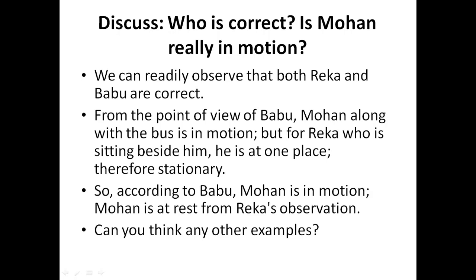We can readily observe that both Rekha and Babu are correct. From the point of view of Babu, Mohan along with the bus is in motion. But for Rekha, who is sitting beside him, he is at one place, therefore stationary. So, according to Babu, Mohan is in motion. Mohan is at rest from Rekha's observation. Can you think of any other examples?